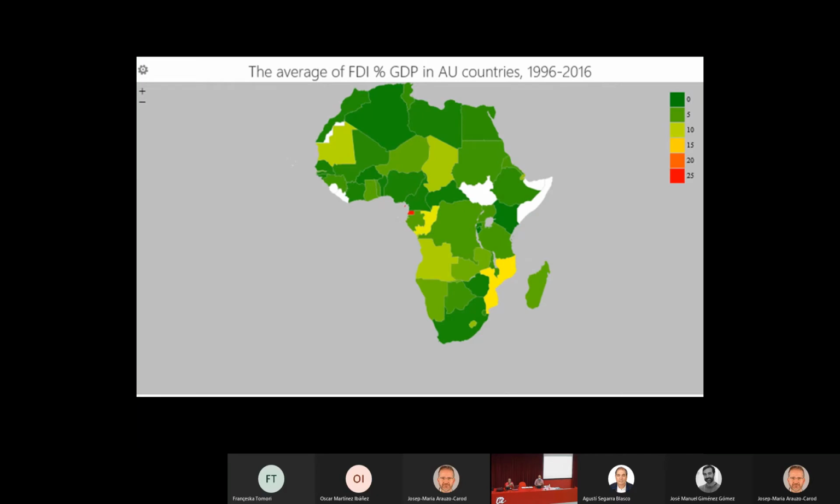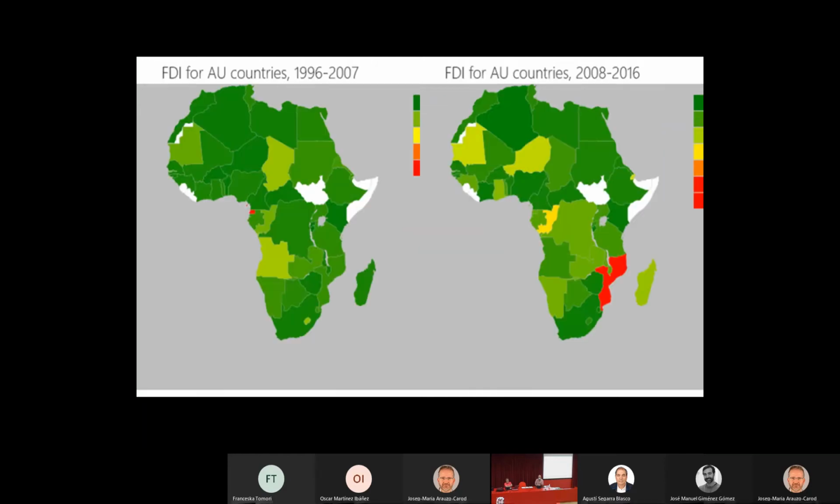Here is the heat map of the average FDI and GDP in African countries from 1996 to 2016. I forgot to change it to 2018, so it stays like that. This is the index on the right side. The red color means higher FDI received, and the dark green color is lower. Here are two heat maps, before and after.